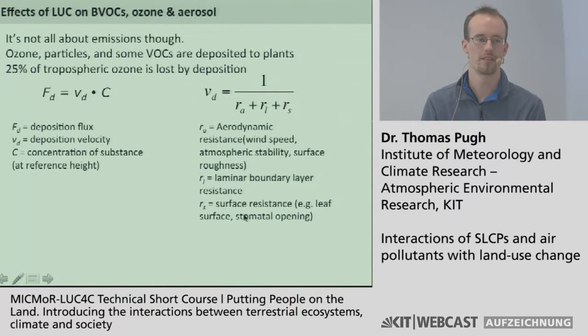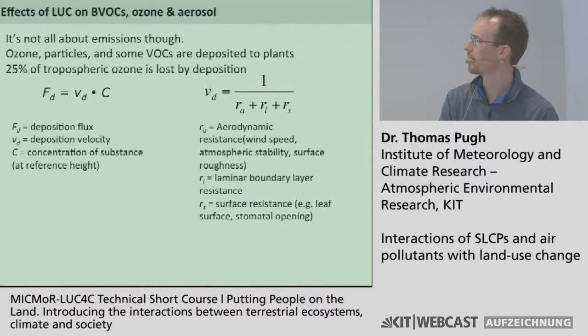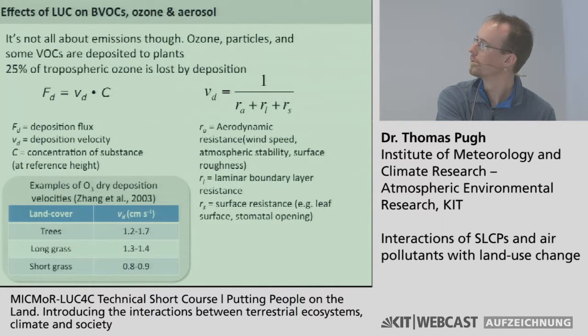So the surface resistance is affected by, in the case of particles, how sticky the leaves are. Different plants have different affinities for taking up particles on their leaves, or how open the stomata are in the case of gases. Ozone is primarily taken up through the stomata. And these deposition velocities change with land cover. So this is just some characteristic examples of ozone deposition velocity, and you can see that for long grass it's typically less than it is for trees, and for short grass it's typically less than it is for long grass. It's a combination of changes in surface resistance and changes in the roughness length, which generate changes in the aerodynamic resistance.